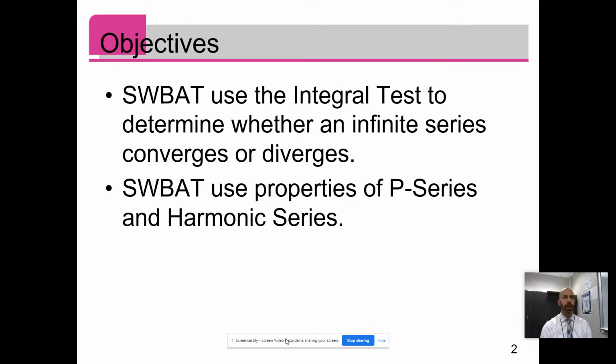The objectives here are for you to be able to use the integral test to determine whether an infinite series converges or diverges, and also to be able to use the properties of P-series and the harmonic series, which I'll talk briefly about today.